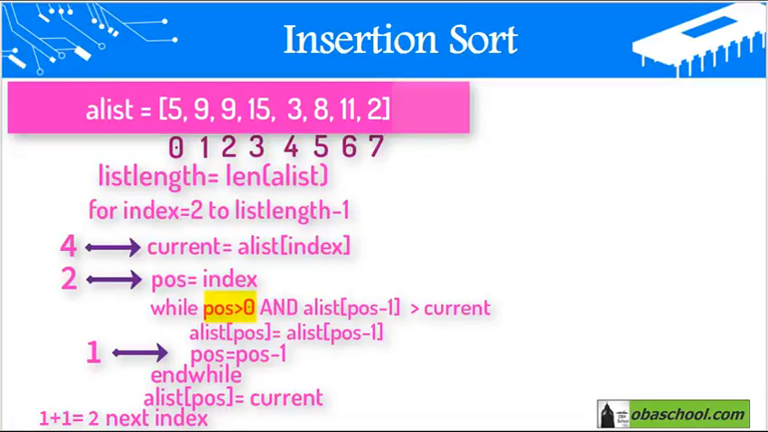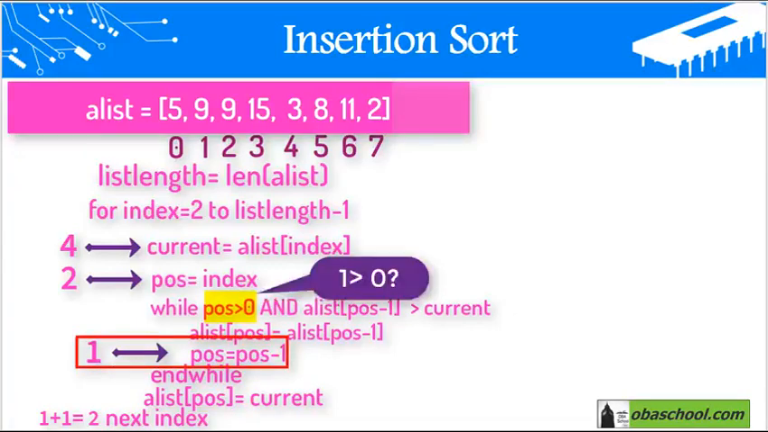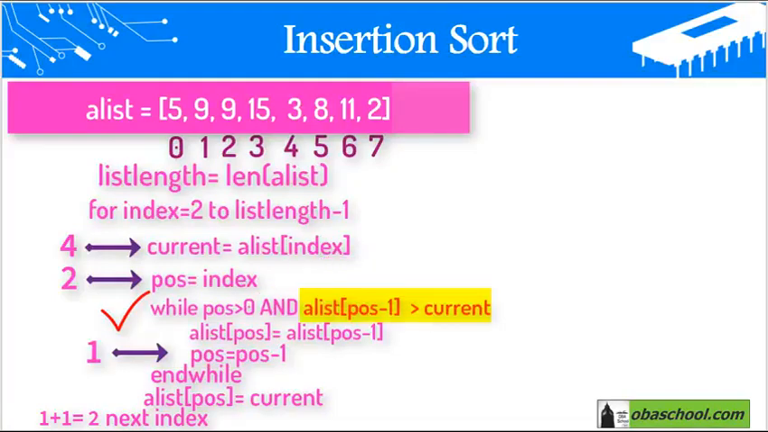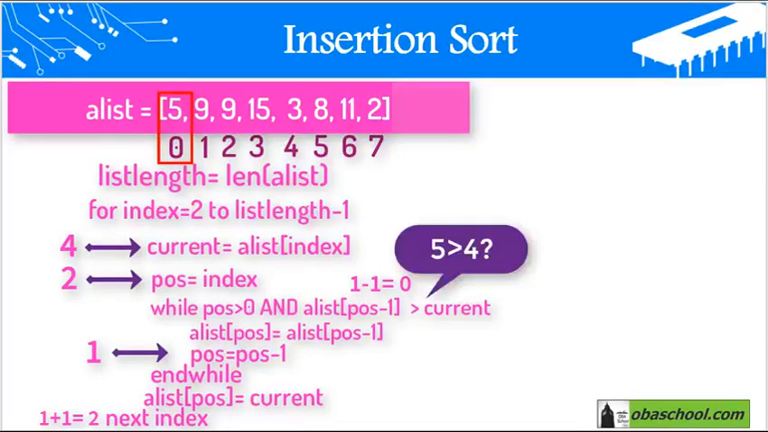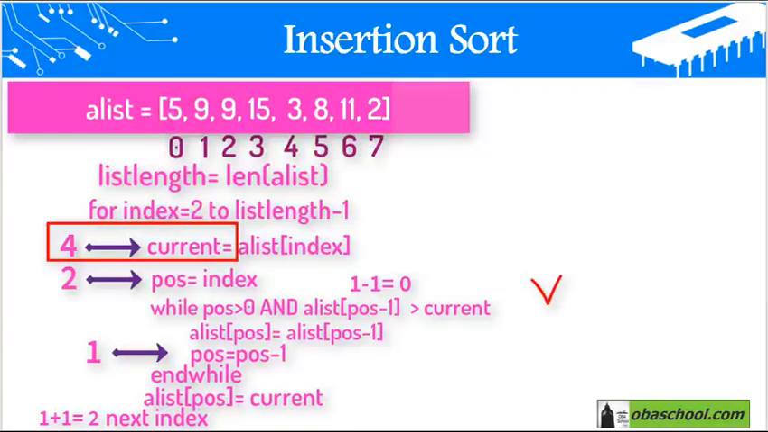Now while pose that it's 1 greater than 0, this condition is true. And a list pose -1, it's 1 minus 1, the index 0. The value on index 0 is 5. Is 5 greater than current that is 4? Yes. So we will enter the while loop.